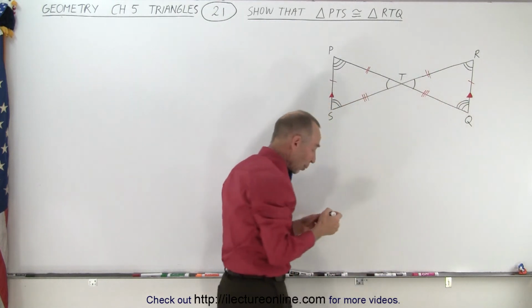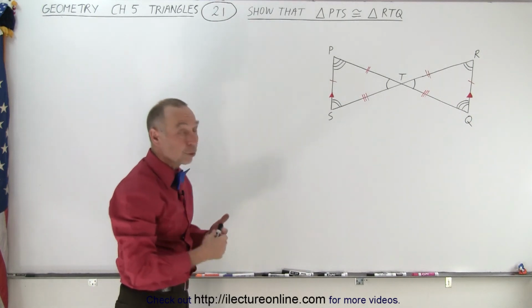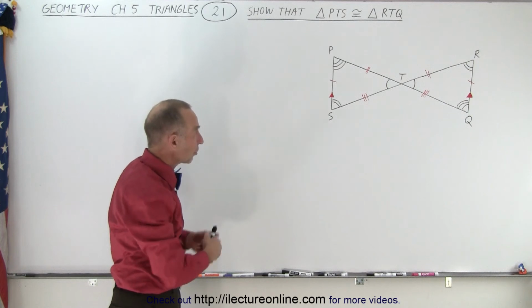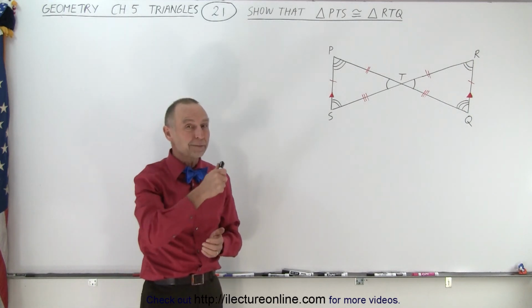And now we have both complete rules. All corresponding sides have the same length, and all the corresponding angles have the same angular measure, and definitely those two triangles must therefore be congruent, and that is how it's done.